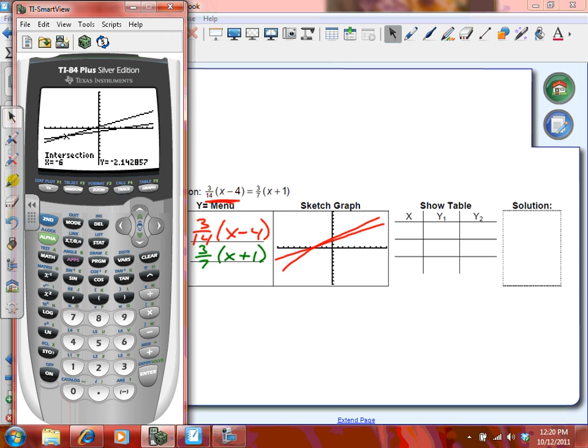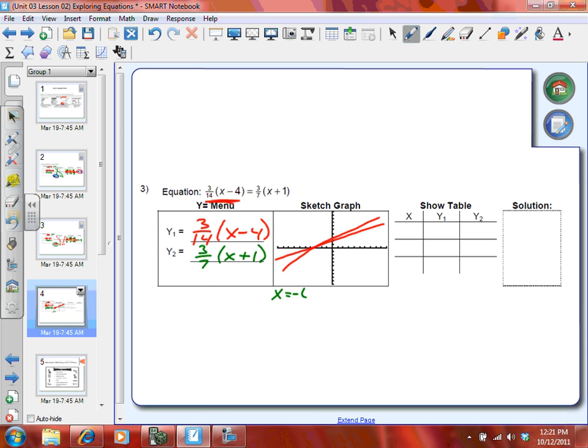-6 and -2.142857. Now that last number, the y value, is a decimal, which is okay. It's not going to be that big of a deal for us, because the one we're concerned with is the x value. So we'll just put -2.1 for the y. All right, so let's do that: -6 and -2.1. That's good enough. Again, the answer is sitting right there in front of us. This right here is our solution. X equals -6.